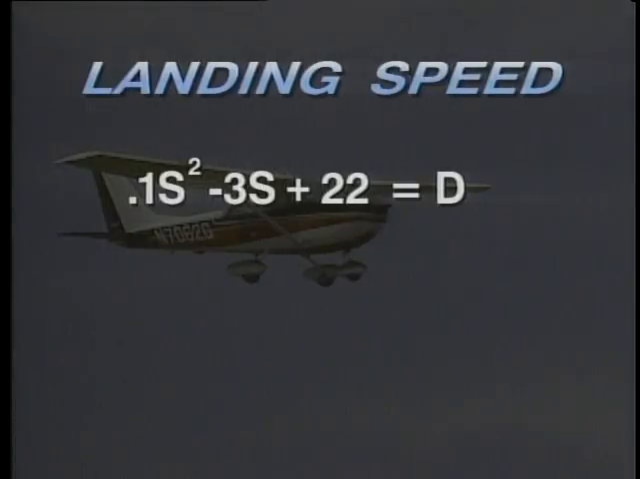Well, I didn't panic, and neither should you, because there's an equation that can help us. The equation is 0.1 times s squared minus 3s plus 22 equals d. Here s is the initial landing speed in feet per second, and d the stopping distance needed in feet. The runway looked about 500 feet long, so we'll replace d with 500.